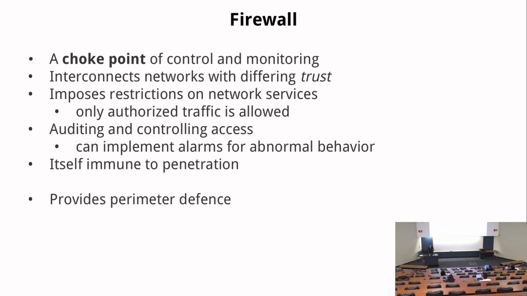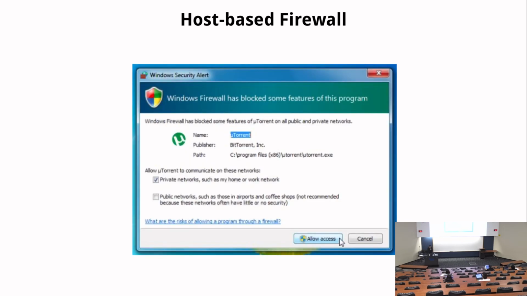A firewall can also audit and control access. It can implement alarms for abnormal behaviors. When we do that, it actually becomes an intrusion detection system, or in this case, a network-based intrusion detection system. So a firewall provides perimeter defense. But there are other kinds of firewall as well, not necessarily just network-based firewall.